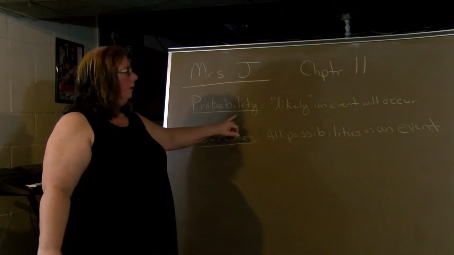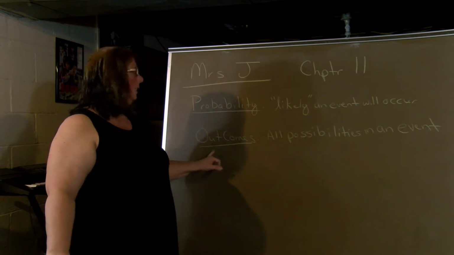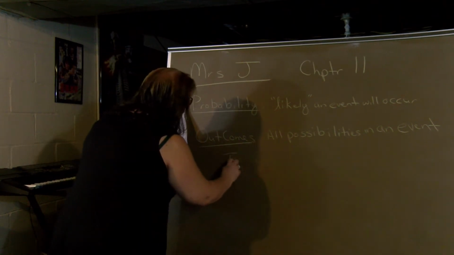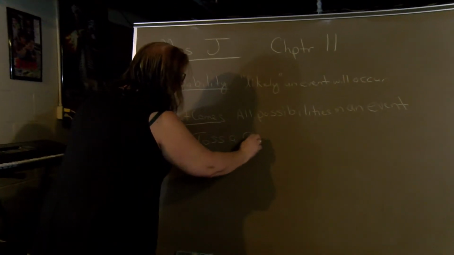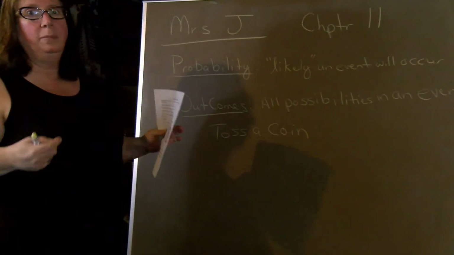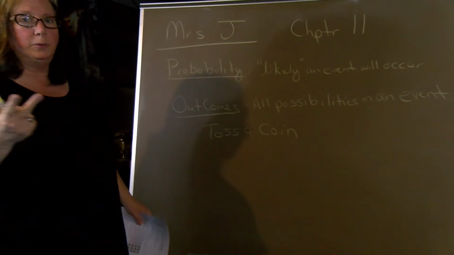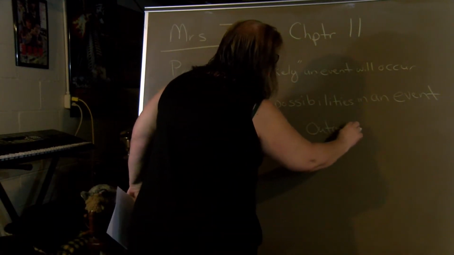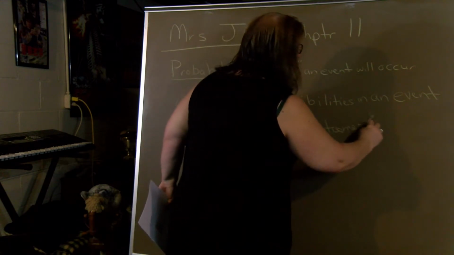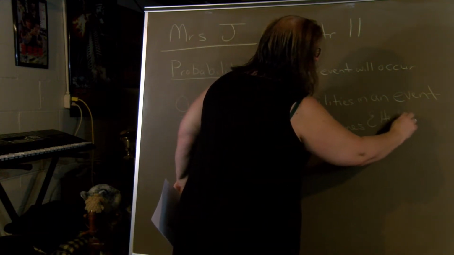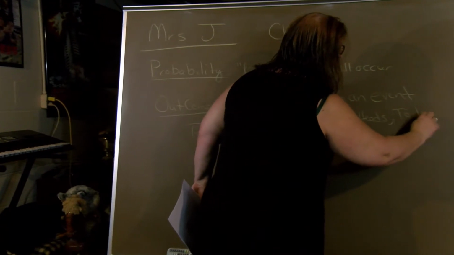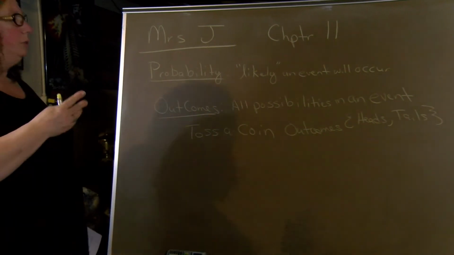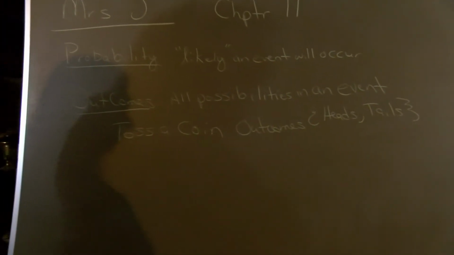When you're talking about rolling a die or tossing a coin, the outcomes are the possibilities. If we toss a coin, there's only two possible outcomes, right? So the outcomes are heads and tails. So when you're asked to list the outcomes, you list whatever possibilities there are.